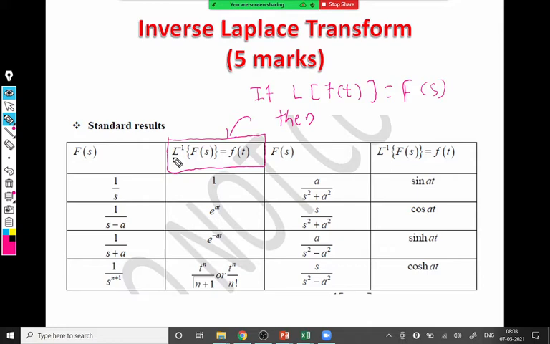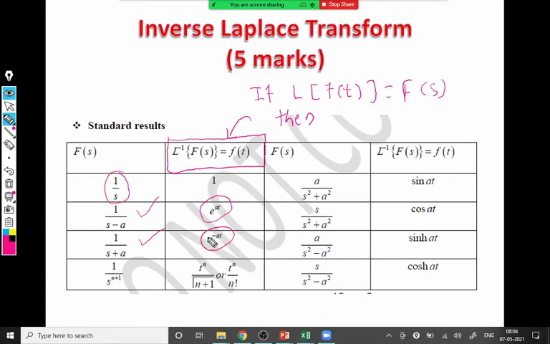Okay, so there is no new definition, and there are no new formulas now. Whatever formulas we have for Laplace, the same formulas we have to use in a reverse order now. Just like whenever we come across 1 by s, we should say L inverse of 1 by s is 1, because Laplace of 1 is 1 by s. L inverse of 1 upon s minus a is e raised to at, while L inverse of 1 upon s plus a is e raised to minus at.